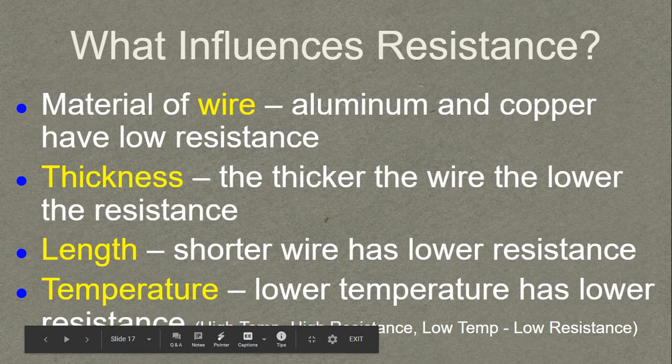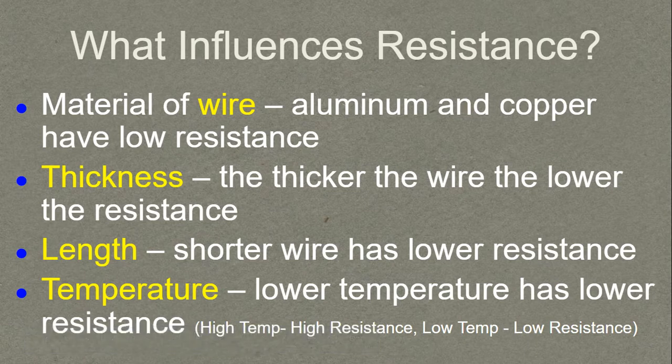So in total, if you want a really low resistance, you want a metal wire that's very thick, short, and cool. The opposite, one with very high resistance, would be a wire maybe not made of metal, or it could be made of metal that was very thin, very long, and already very hot.